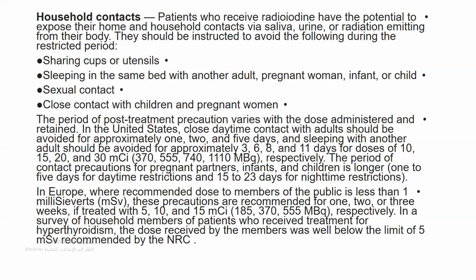They should be instructed to avoid the following during the restricted period. Number one, sharing cups or utensils, sleeping in the same bed with another adult or pregnant lady, infant, or child, sexual contact, and close contact with children and pregnant females. The period of post-treatment precaution is usually between 7 to 10 days, up to 14 days, depending on the radiologist, how much dose is given, and the status of the patient.